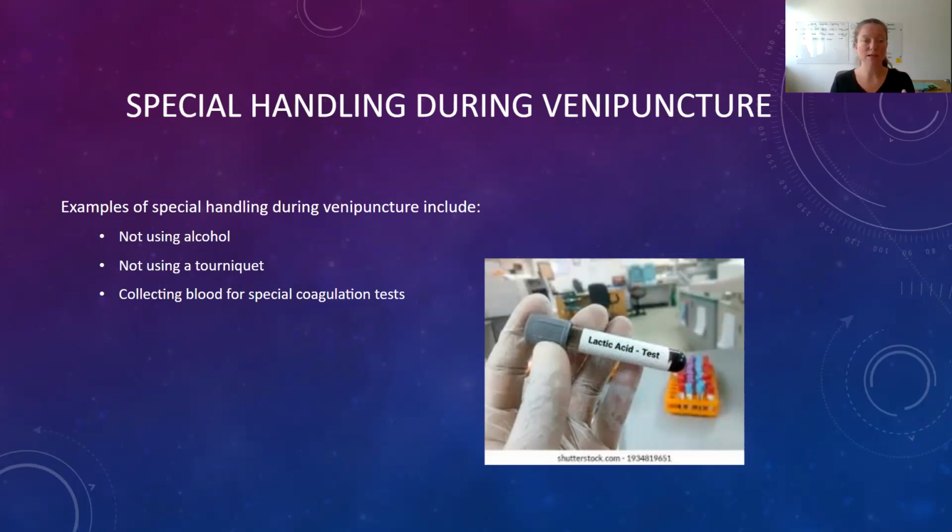And we want to minimize that time that the tourniquet's on as much as possible. Definitely never longer than a minute, but the more we can minimize that tourniquet time when we're doing coagulation studies, the more accurate our test results are going to be. And if you recall, when we're doing coagulation studies, those tubes definitely need to be inverted in order for the specimen to be mixed with the additive appropriately.